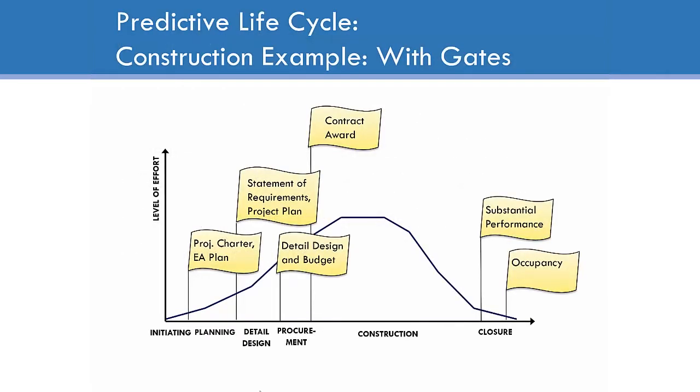So here's a construction example of a predictive life cycle. We're going to show the work breakdown structure of this in the next slide. And it says here that we have gates. By a gate, we mean that at the end of a phase, there is a deliverable, and we do not proceed into the next phase until approval. Gates reduce risk. Governments, in particular, for construction projects, prefer a gated process, such as the one you see here. Let's look at the work breakdown structure.